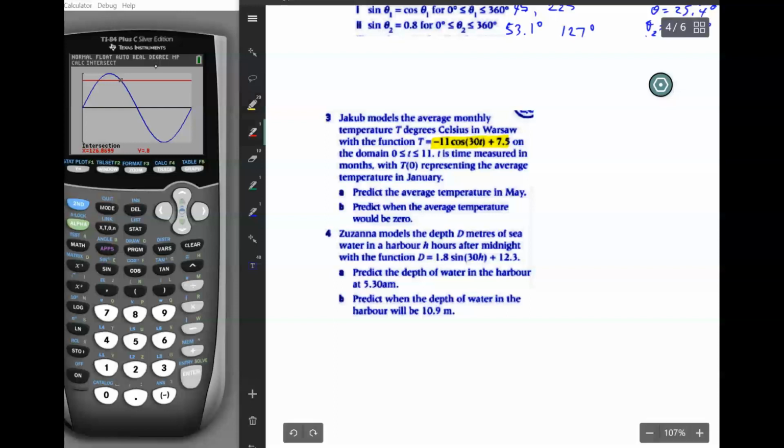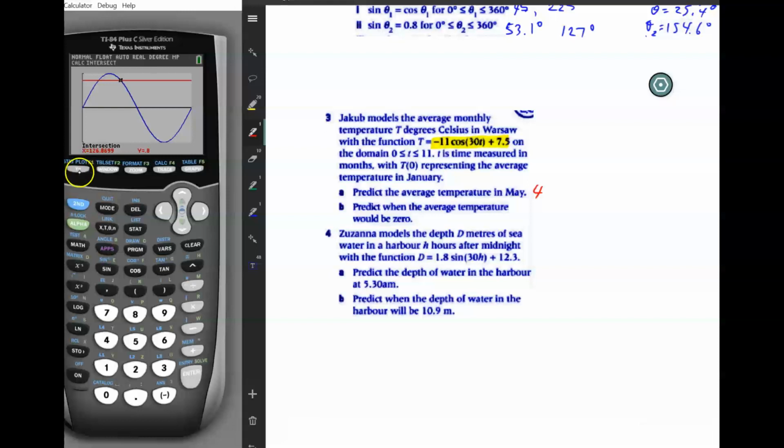Well, if January is 0 and 11 is December, then May would be 5 minus 1, so it would be 4, right? So we're going to check to see what the value of this function is at little t equals 4. So how do we do that? Well, they gave us a function, and remember in our class, whenever they give you a function, you should always graph it. So this is no exception, even though it's a little different than usual.